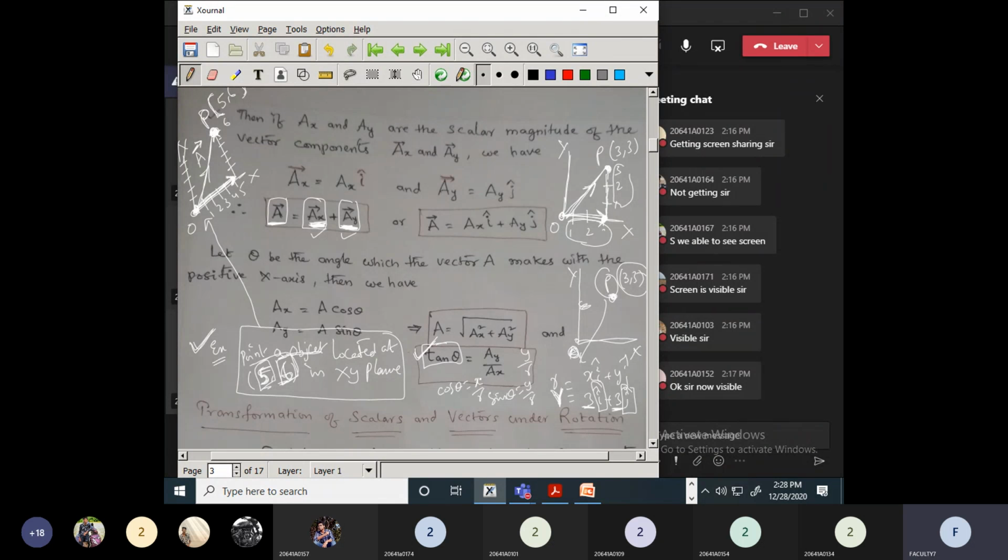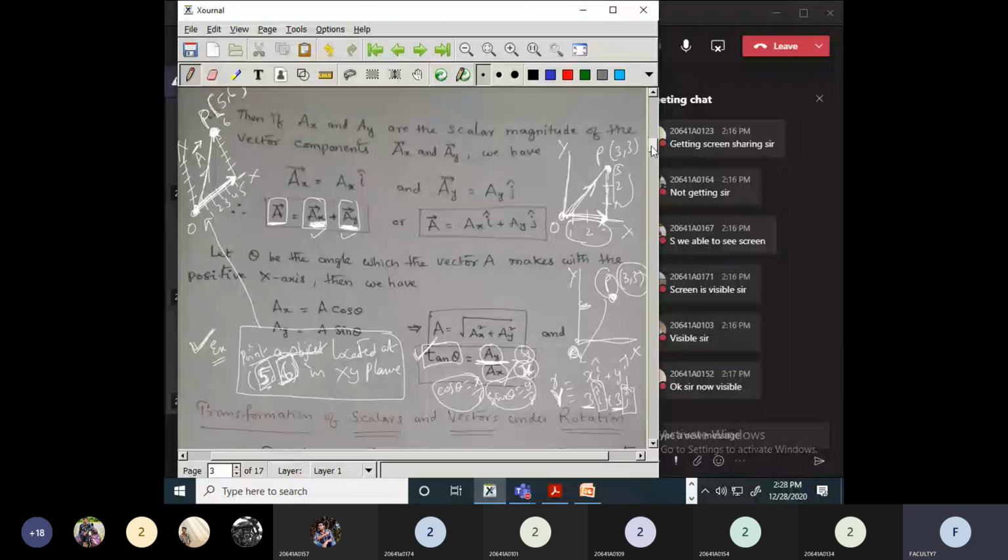You substitute these factors, then what you are going to get is y by x. Now instead of y, what are you writing? The y component of A. Instead of x, what are you writing? The x component of A. The same simple substitution depending on your previous studies. We have just repeated the things.